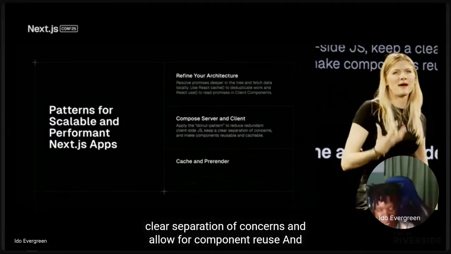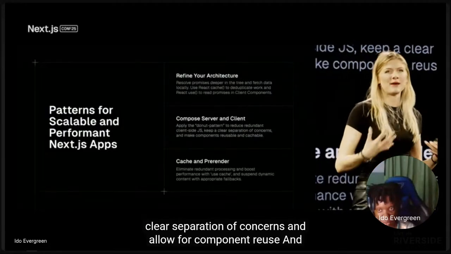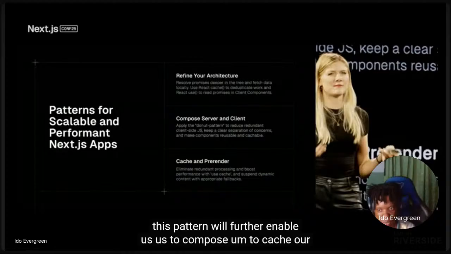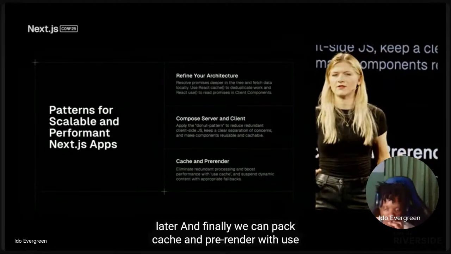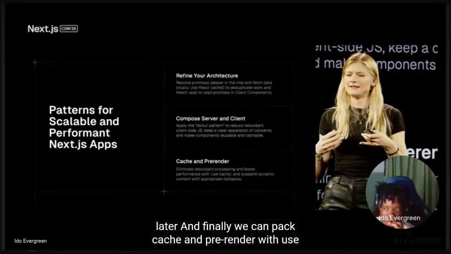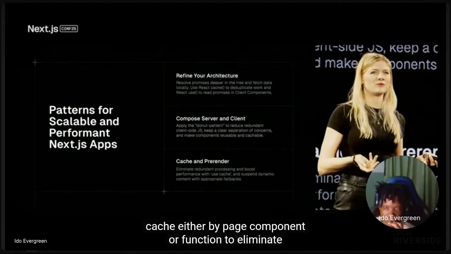And finally, we can cache and pre-render with use cache, either by page, component, or function, to eliminate redundant processing, boost performance and SEO, and let partial pre-rendering statically render these segments of the app. And if our content is truly dynamic, we can suspend it with appropriate loading fallbacks.